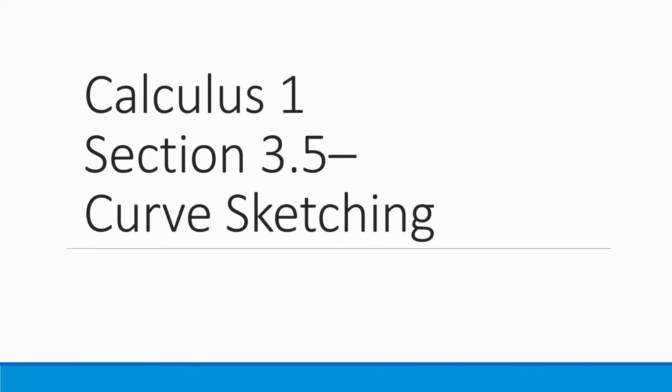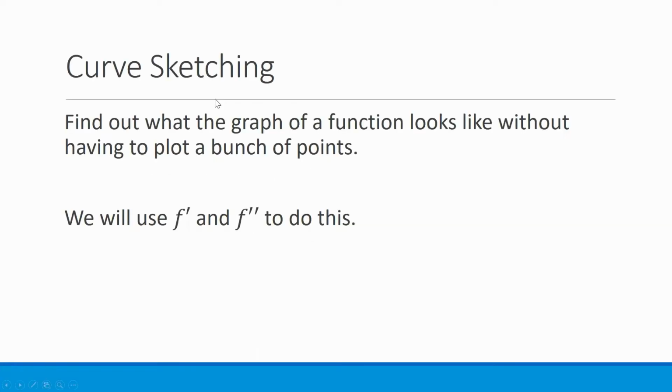In section 3.5, we're going to take a look at curve sketching. What I mean by curve sketching is we want to find out what the graph of a function looks like without having to plot a bunch of points. In order to do this, we are going to look at just a few key points. And the few key points that we're going to look at are going to be ones that are associated with the first and second derivatives of the function.